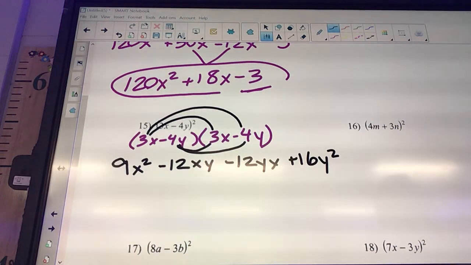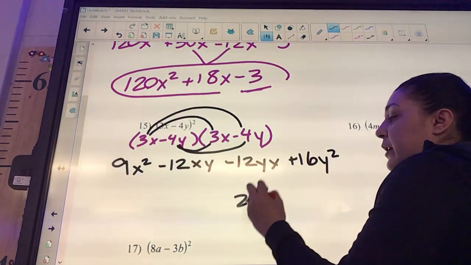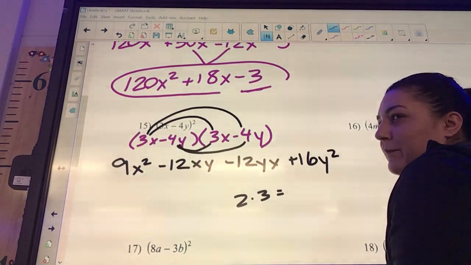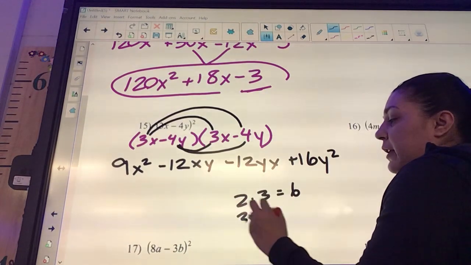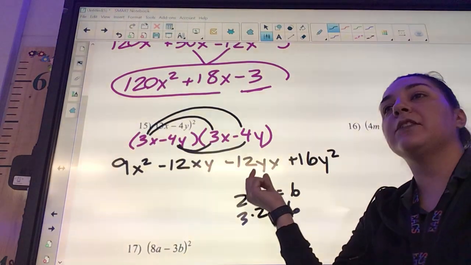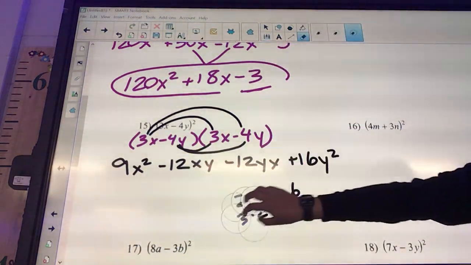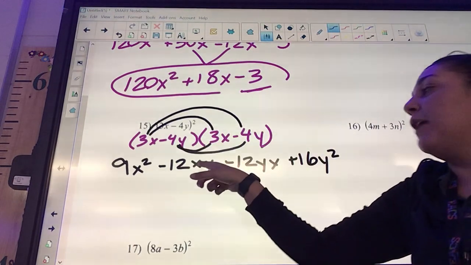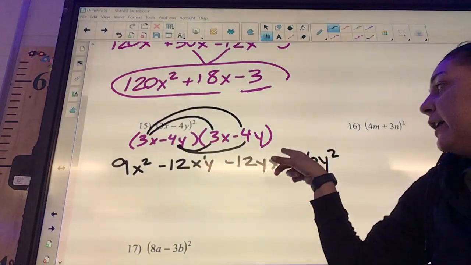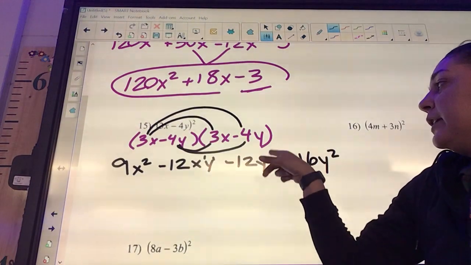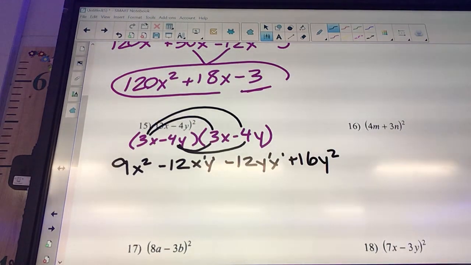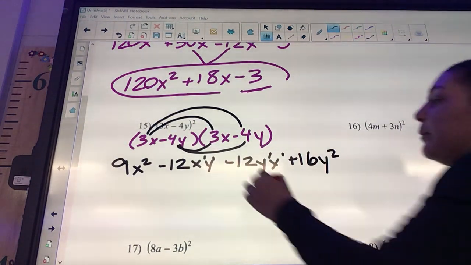So let's think about something. 2 times 3 is what? 2 times 3 is 6. What is 3 times 2? 6. Okay, so xy and yx are the same thing. Really, what we're looking at is the power. What power does the x have? A 1, right? So he's got an x to the 1, and he's got an x to the 1. He's got a y to the 1, and he's got a y to the 1. So yx and xy are the same thing. So we can combine those. It's the same as having B and B and putting them together. Okay, so we can combine these two middle ones.